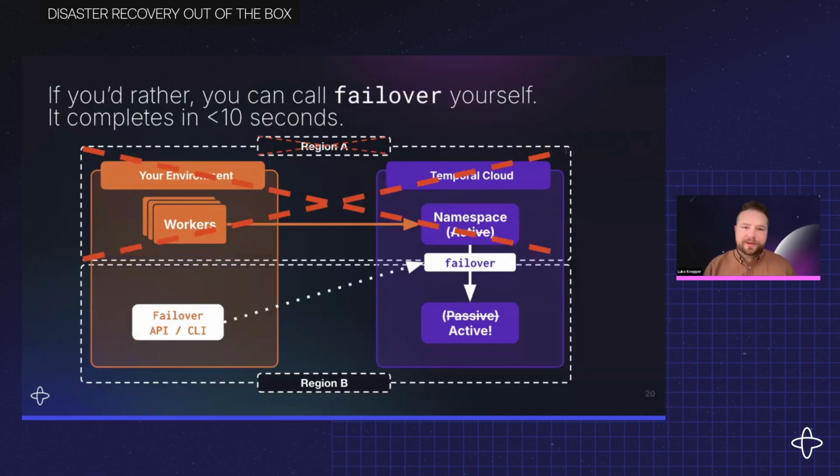Now, if you'd rather, you can call failover yourself. You can turn off automatic failovers if you want. Take on the onus of detecting the cloud outages. And when you call failover, this completes in less than 10 seconds. So then your recovery time is your time to detect the outage and call failover. And you can call manual failover anytime you want, even if you have automatic failovers turned on. This is just always an option available to you.